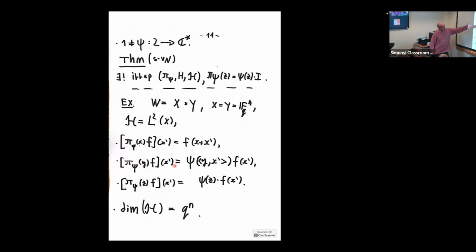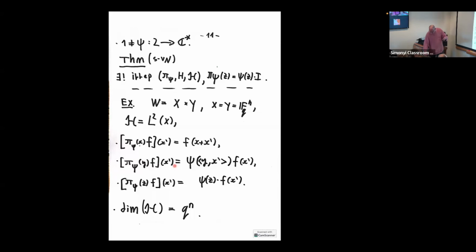We take complex valued functions on X, and then the X guys act by translations on functions here. The Y guys, this other part, act by exponential evaluated on the symplectic form, and the center acts by what it should act. In particular, this is an example of the irreducible representation announced in the Stone-von Neumann theorem. Its dimension is q to the n.